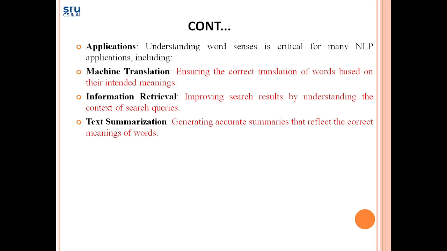Applications are machine translation, which means correct translation of words based on their intended meaning. Information retrieval: improving search results by understanding the context of search queries. Text summarization: generating accurate summaries that reflect the correct meaning of words.